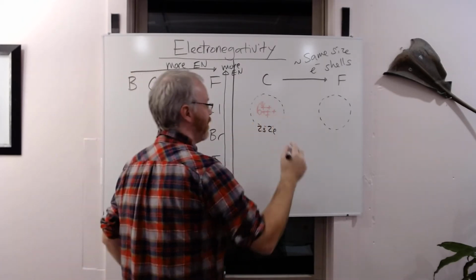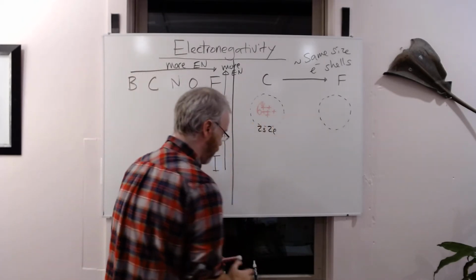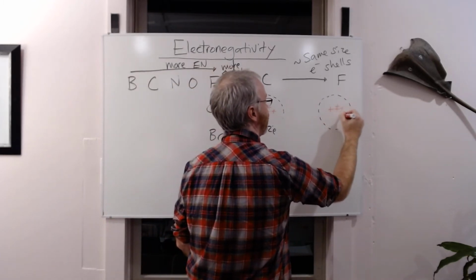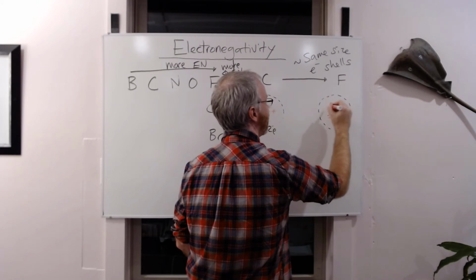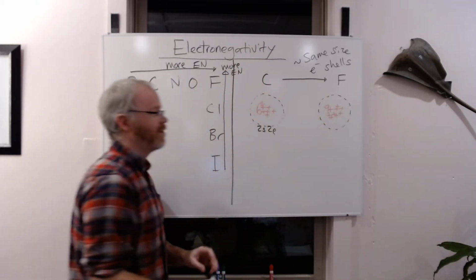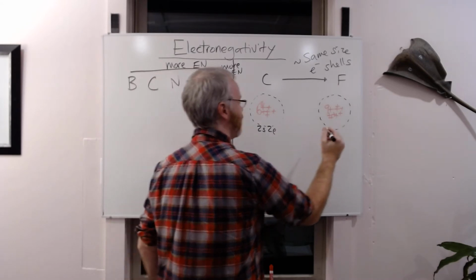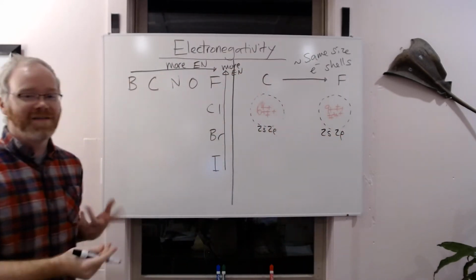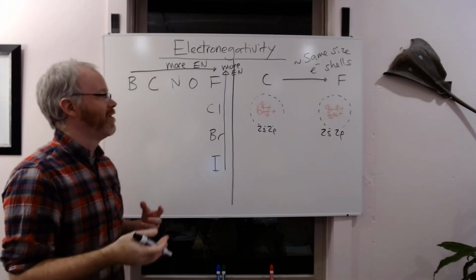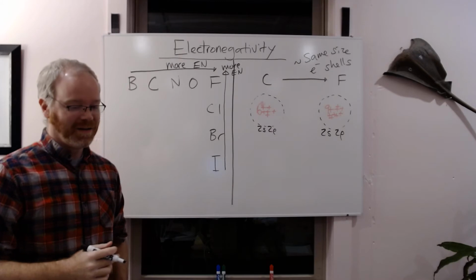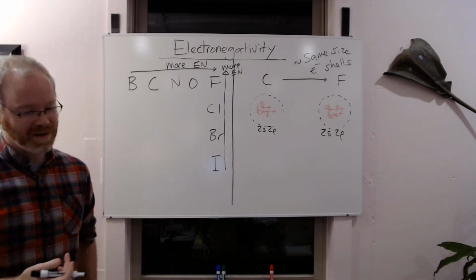Same for fluorine, it has more protons. 1, 2, 3, 4, 5, 6, 7, 8, 9, right? And its electrons fill the same shell. So that's why we say they're roughly the same size. Realistically, actually, because of its electronegativity, fluorine is actually a little bit smaller. It squeezes those electrons in a little bit tighter, but we'll call them around the same size.